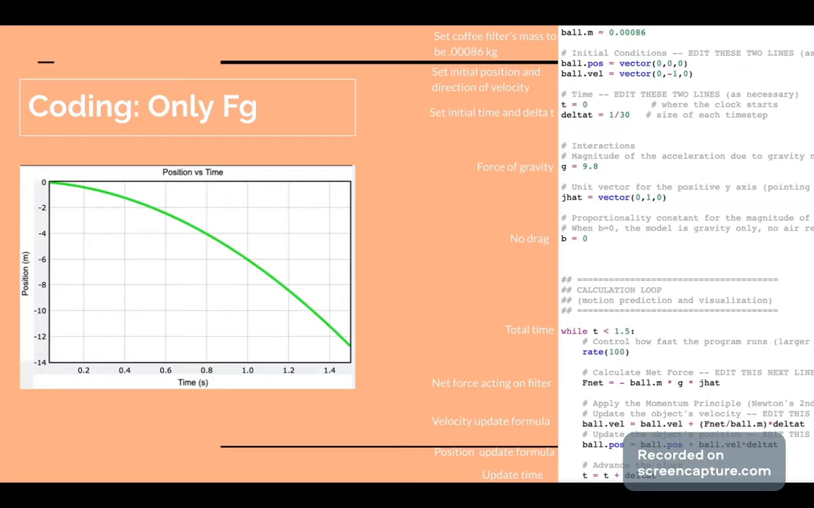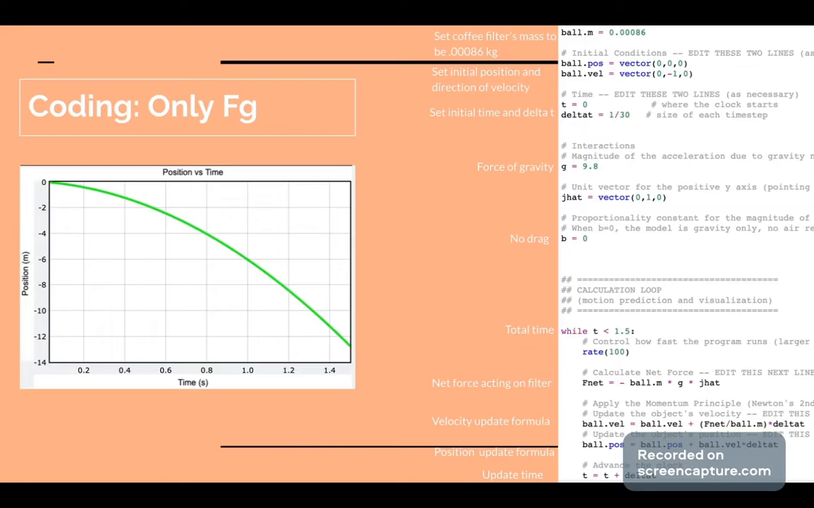The initial velocity of the coffee filter is 0 meters per second because it was dropped from rest. This first program predicts the motion of the coffee filter while only taking into account the force of gravity and ignoring the force of drag. First, the mass of the filter was set to be 0.00086 kilograms. The original position of the coffee filter is at the origin, or 0, 0, as previously mentioned. Additionally, the filter is traveling in the negative y direction.